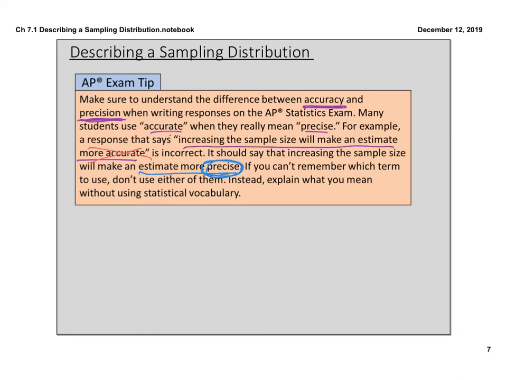When you increase the sample size, it makes the estimate more precise. If you can't remember which term to use, it says don't use either and just explain what you mean without using those terms. So you can go into detail of what you did with that particular question using context without having to be worried about which term is correct or not. But if you increase the sample size, then you get more precise.